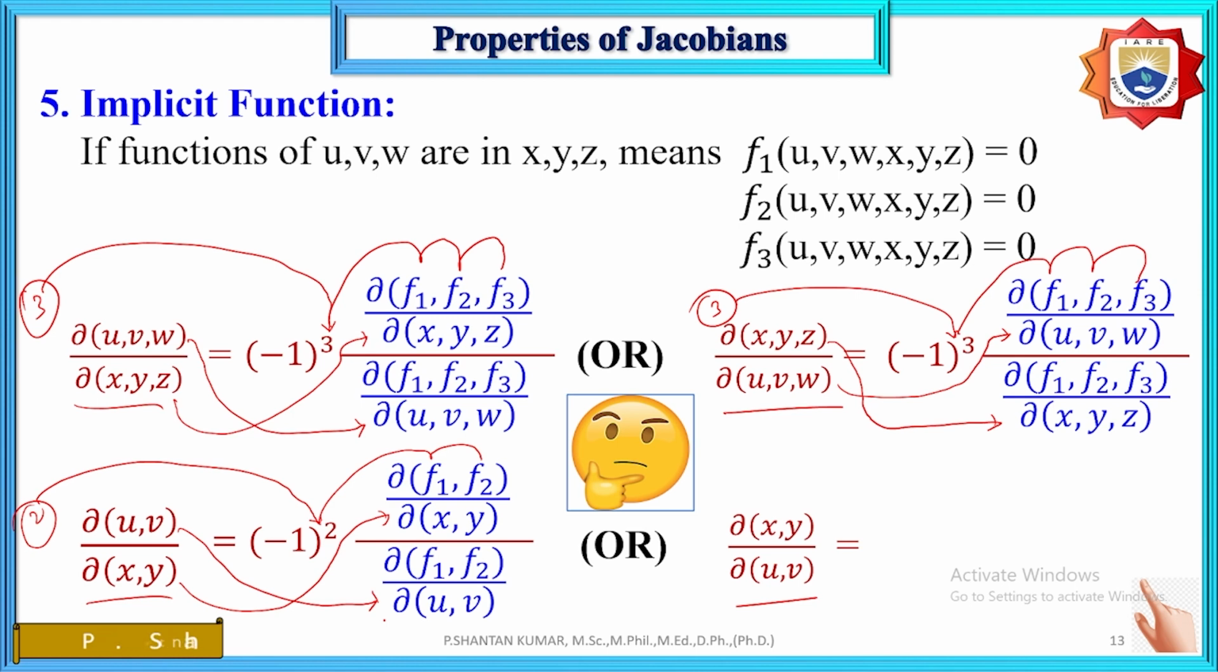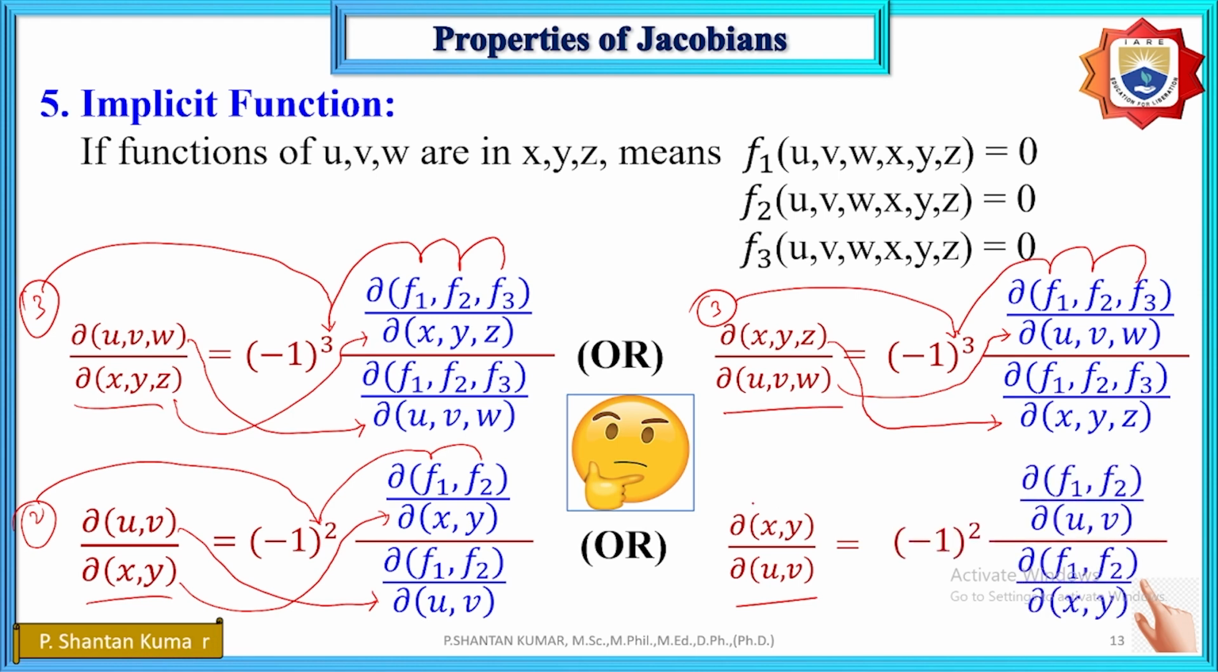And similarly the right side is also (a minus 1) whole square. The dou of f1, f2 means it is also the 2 conditions, it is a whole square. And again that is f1 and also f2, the denominator u comma v that you put in the numerator, and x comma y put in the denominator is the conditions.